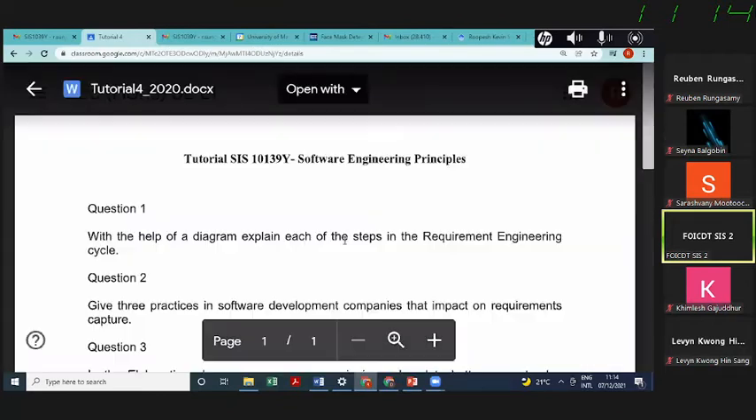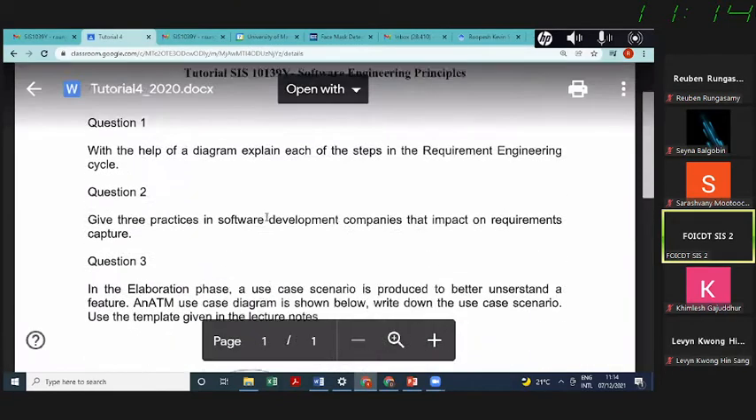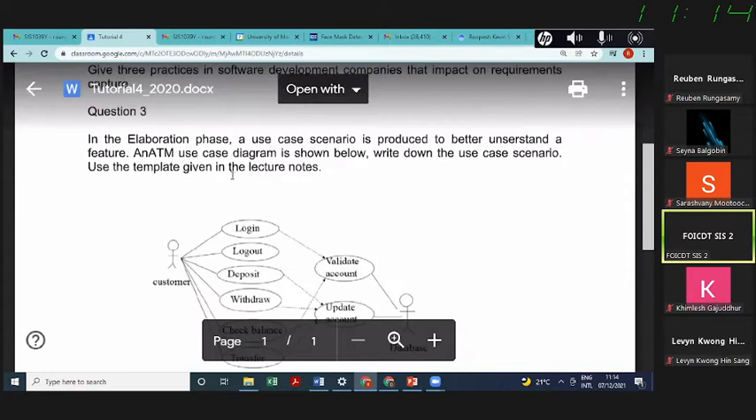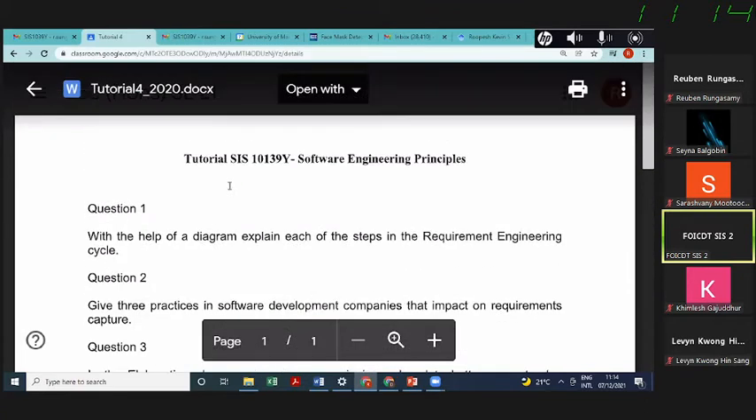Quite a straightforward tutorial, but we need to take some time to really understand these concepts and work out the questions. With the help of a diagram, explain each of the steps in the requirements engineering cycle. Yesterday we saw that, just like software engineering, which is a systematic approach with a number of steps and processes, requirements engineering also has a number of tasks. These would be tasks, steps, or different milestones.